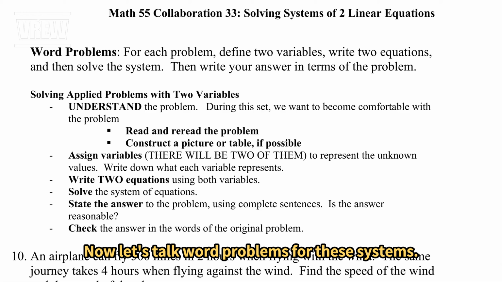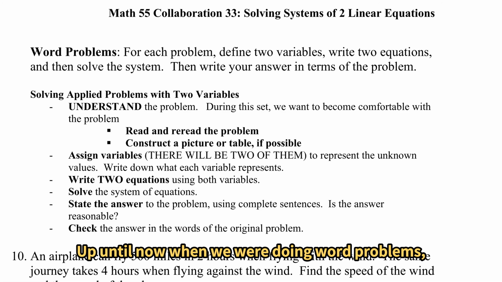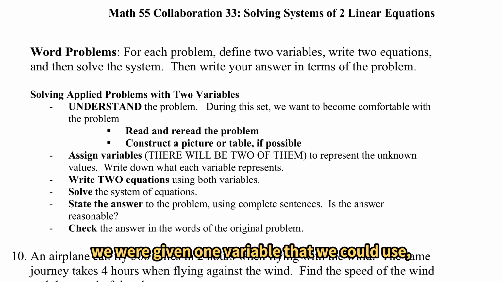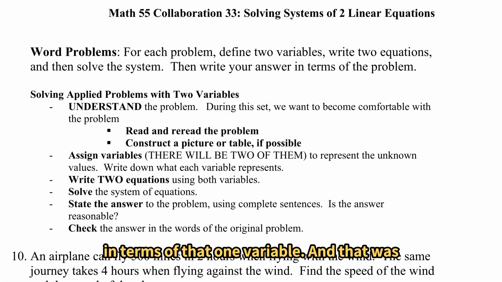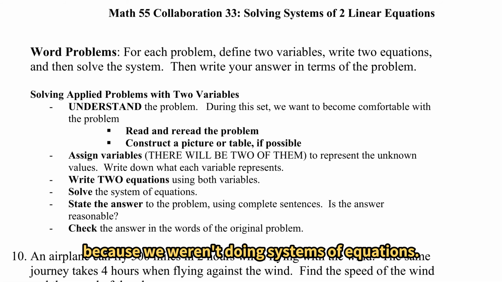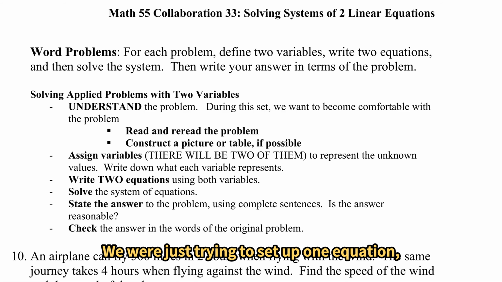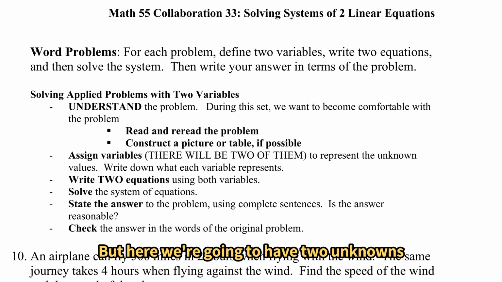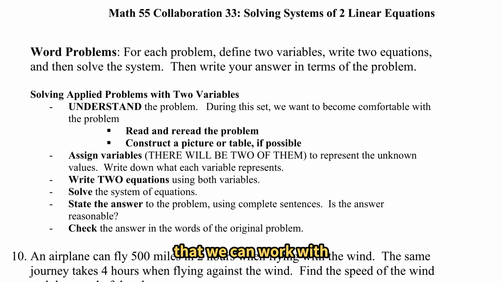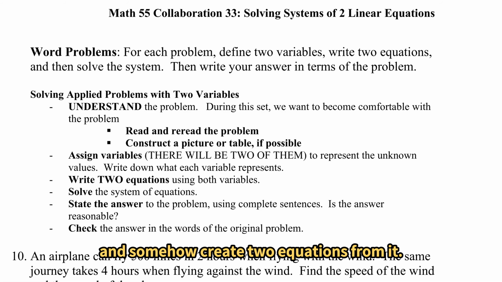Now let's talk word problems for these systems. Up until now, when we were doing word problems, we were given one variable that we could use, and then all the other variables had to be written in terms of that one variable. That was because we weren't doing systems of equations. We were just trying to set up one equation and use it to solve the problem. But here, we're going to have two unknowns that we can work with and somehow create two equations from it.